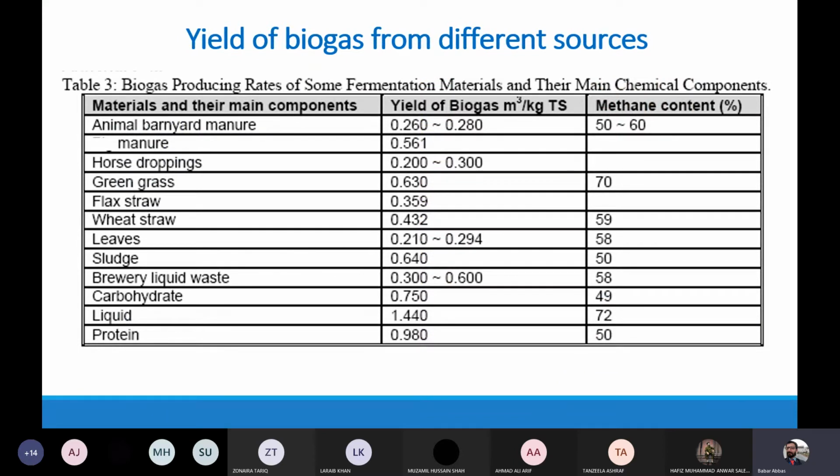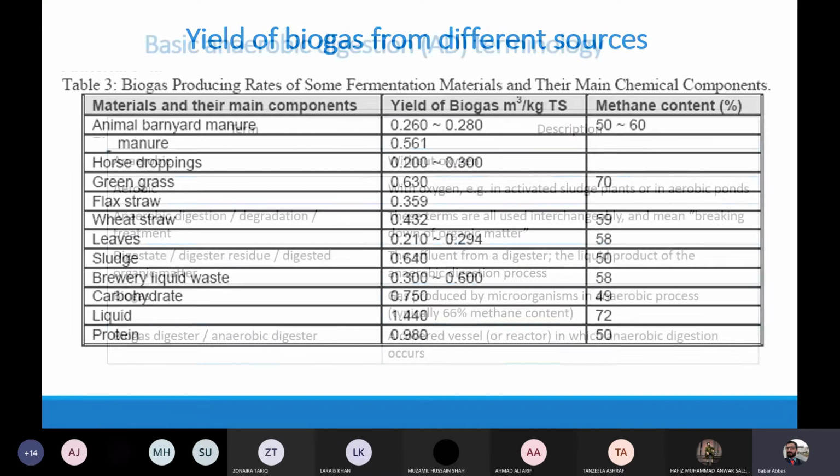This table is showing the yield of biogas from different sources. There are a lot of types of solid waste sources, organic solid waste. It is a mixture of industrial as well as community waste, and the central column is showing the yield of biogas, in kg of biogas from a single cubic meter. Similarly, methane content in terms of percentages has also been shown over here.